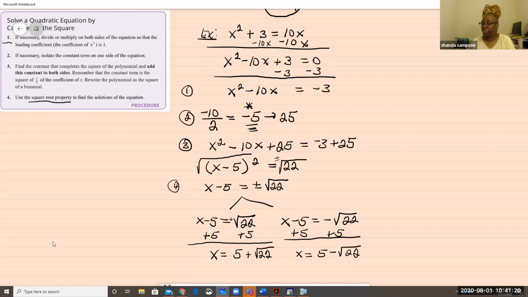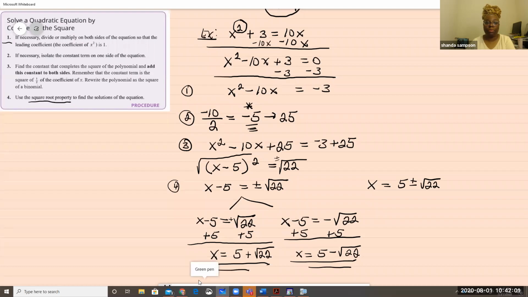Now, of course, depending on your instructor, you may have to write it like this. Some instructors are okay with you writing x is equal to 5 plus or minus the square root of 22. Some programs may or may not be okay with it if you're using a math software in school. So this is so that you know you get two answers. And we know we're going to get two answers pretty much because this is squared. A little tidbit. How did that go?